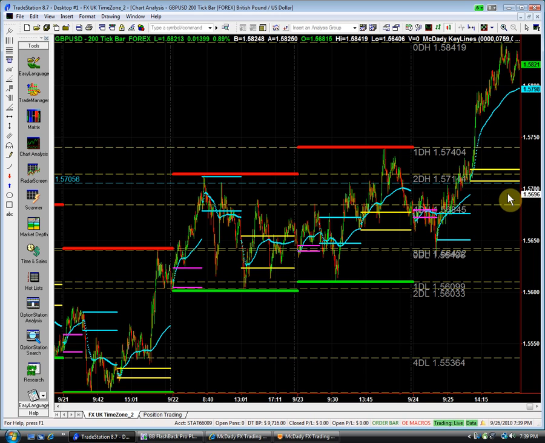You know, we can take a short at 157.06, bearing in mind our bias is still to the upside. You know, we're not going to expect a massive payout from here. So the long point is 158.41, which is the daily high. Short point is 157.06.